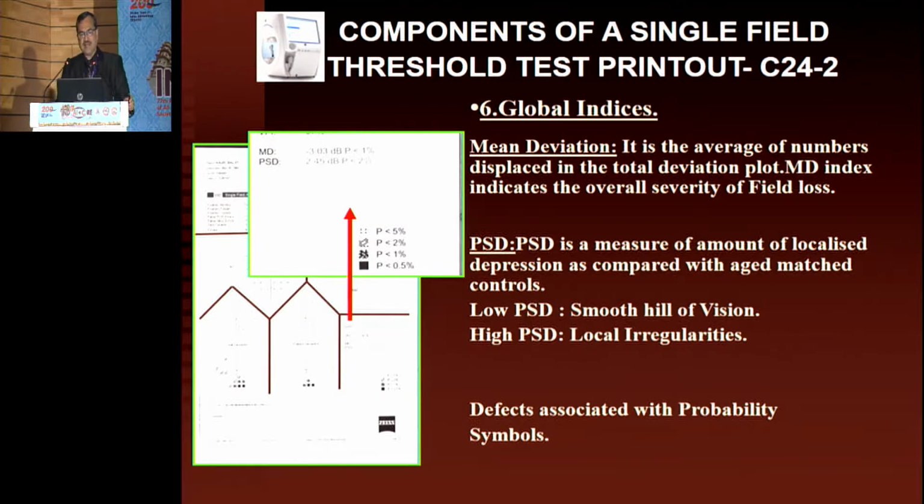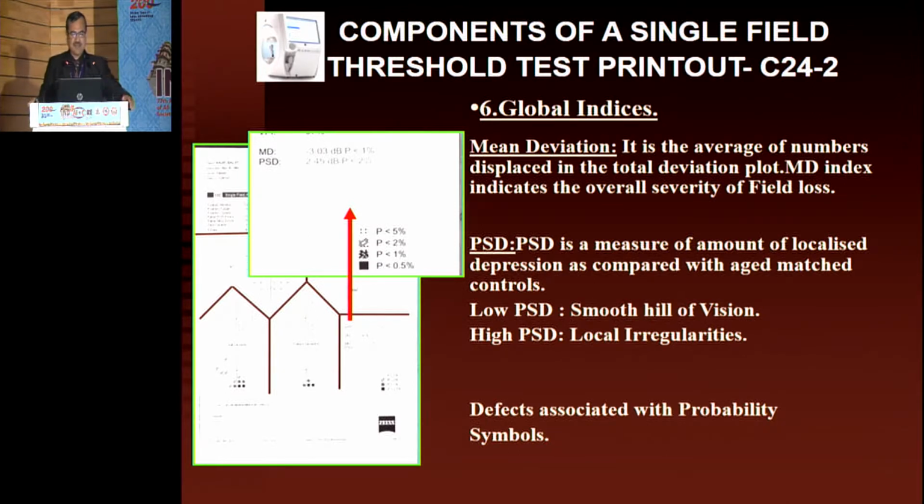Now, the global indices. As I told you earlier, the mean deviation is the average of the numbers displayed in the total deviation plot. Mean deviation index indicates the overall sensitivity of the field loss. You want to give one value to how much this field is deviated from the age normal. One value, if you want to define it, is nothing but the arithmetic mean of all the values that you get in the total deviation numeric plot.